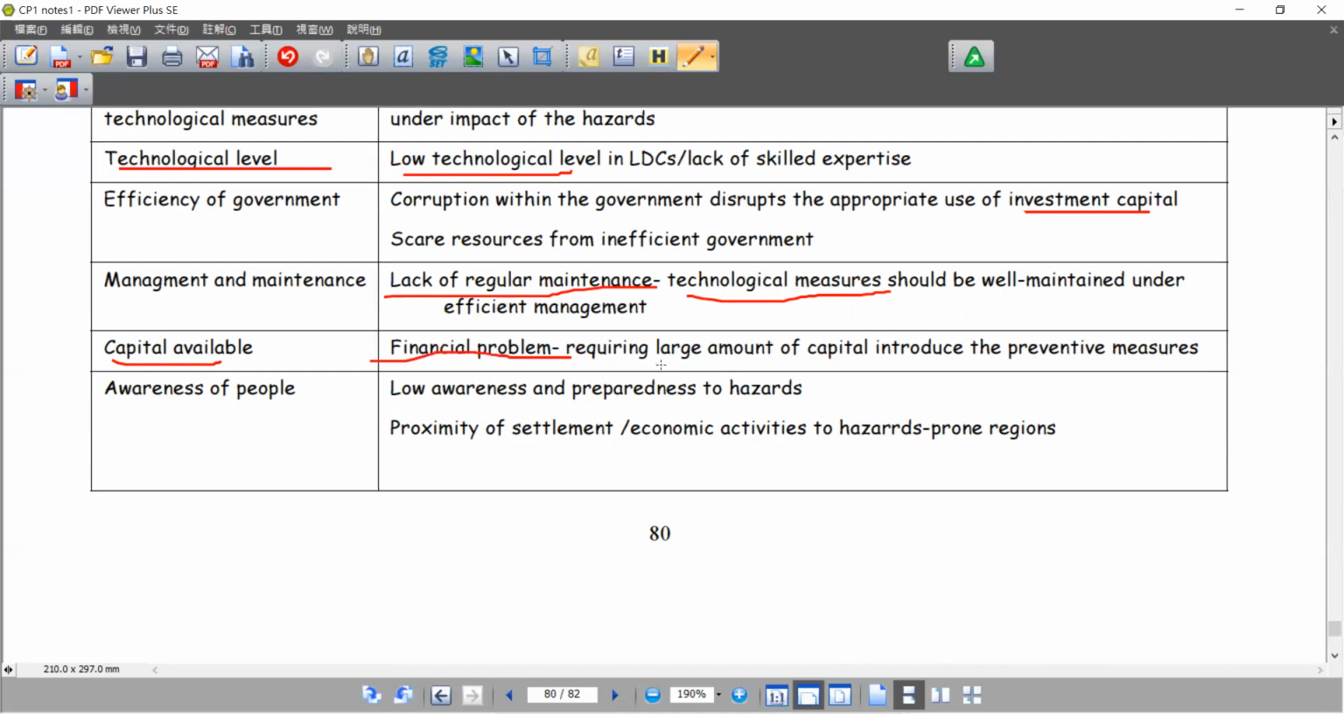It may require a large amount of capital to prepare for the preventive measures. Awareness of people.